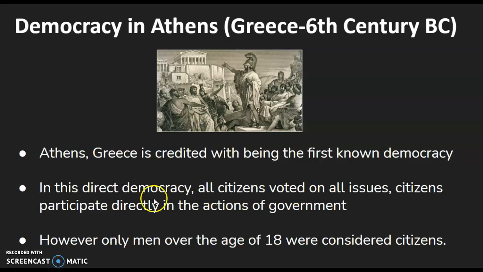Now, let's take a side note here. It says all citizens, but there were some limits, okay? Citizens were considered men over the age of 13 that were property owners. So those people were allowed to participate in that direct democracy.